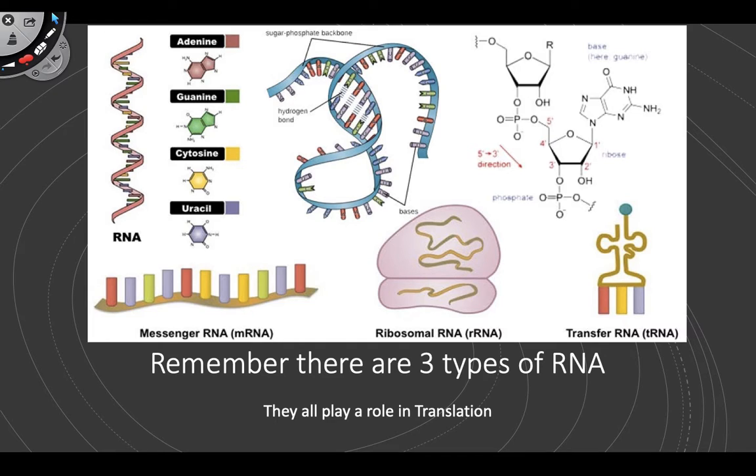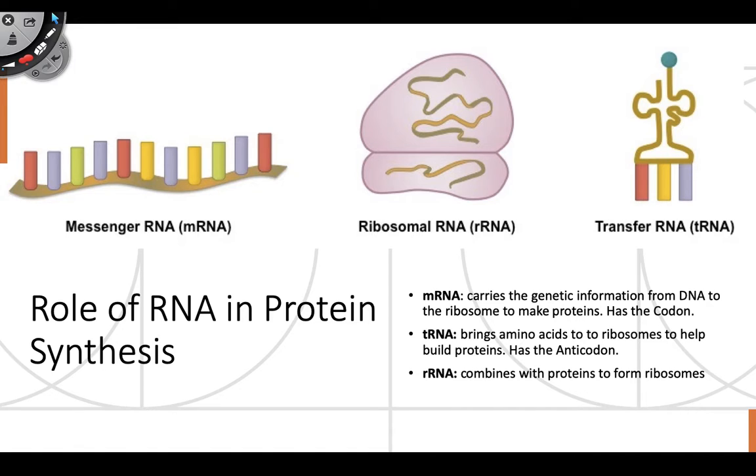So we want to remember that there are 3 types of RNA, but today we're going to look at their role in translation. So we're going to define in a little more detail what their individual functions are. We're going to start with mRNA, and mRNA is what carries the genetic information from DNA to the ribosome to make proteins. And mRNA contains codons. Codons are sections within the RNA strand made up of 3 nucleotides.